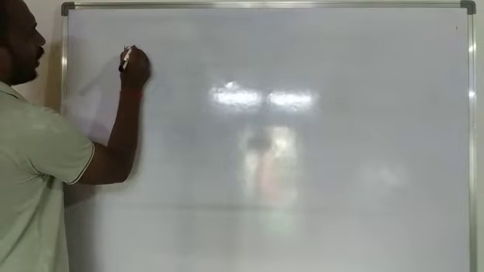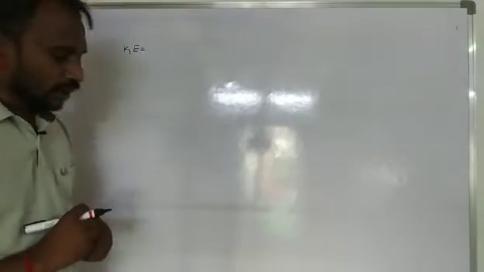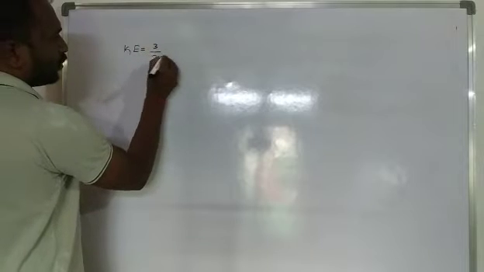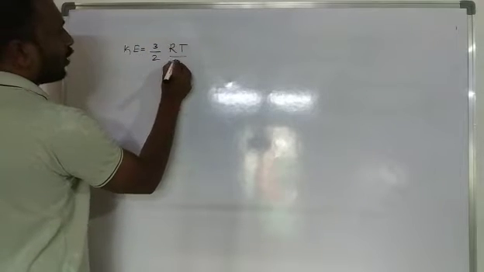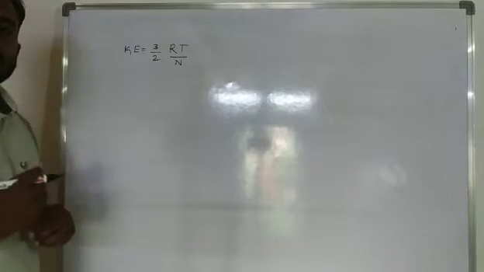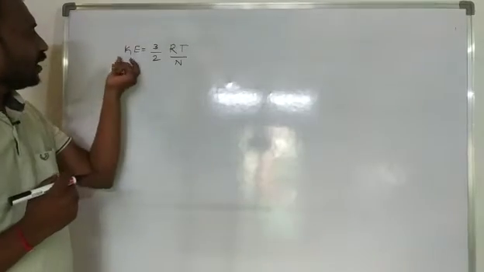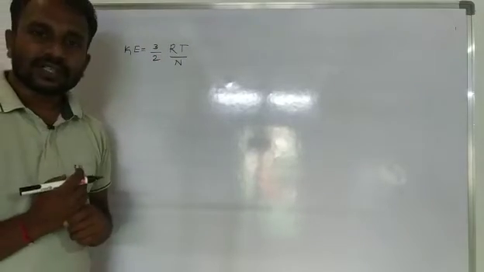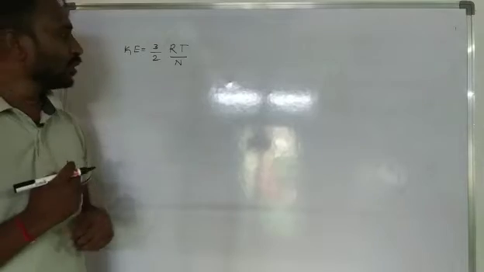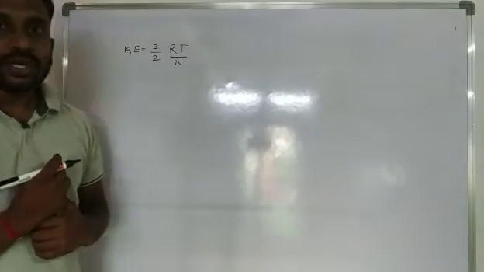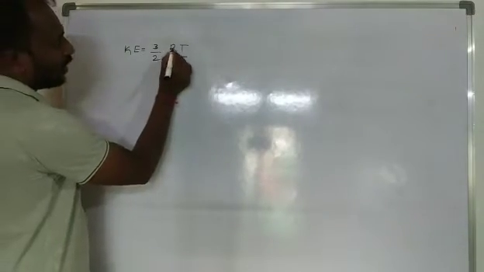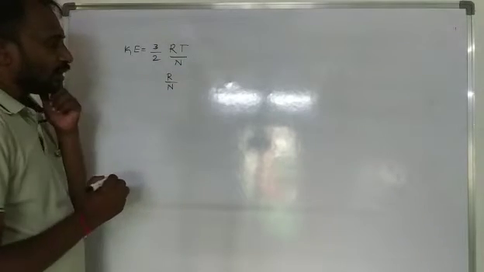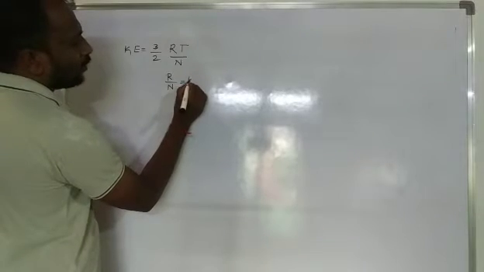Kinetic energy is equal to 3/2 RT divided by N. Here we consider that kinetic energy is equal to 3/2 RT divided by N, where R is the universal gas constant, T is the absolute temperature, and N is the number of atoms. So here R, the gas constant, divided by the number of atoms is equal to Kb.